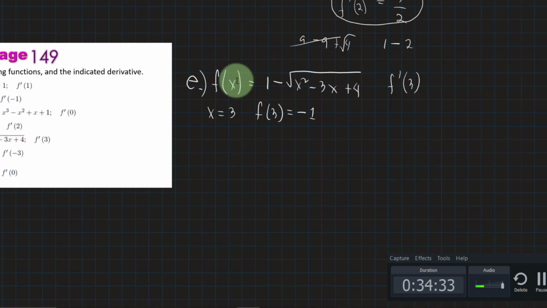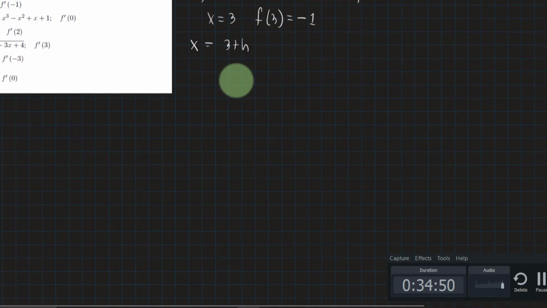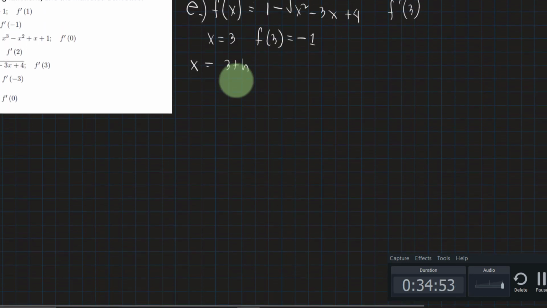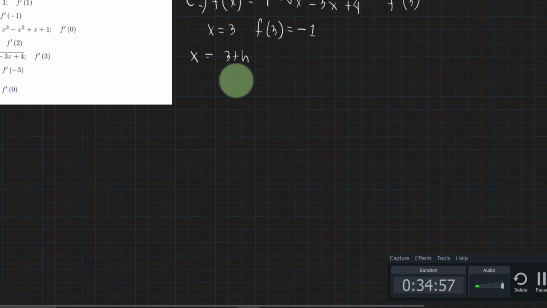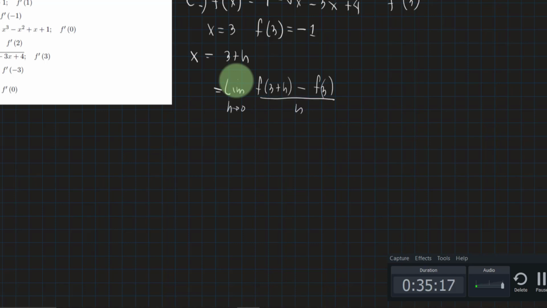Okay? So, in this case, lahat ng x papalitan natin ng 3 plus h. O, lahat ng x papalitan natin ng 3 plus h. Okay? Now, let us use the formula. Magiging is equal to the limit of... Ay, isulat muna natin yung formula. f of 3 plus h minus f of 3 all over h as h approaches 0. Then, we simplify and substitute natin.